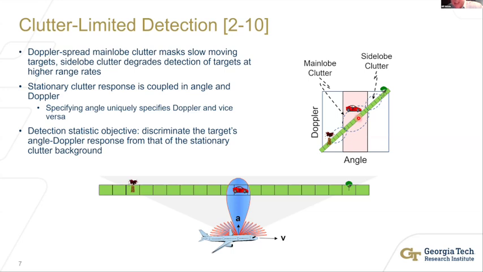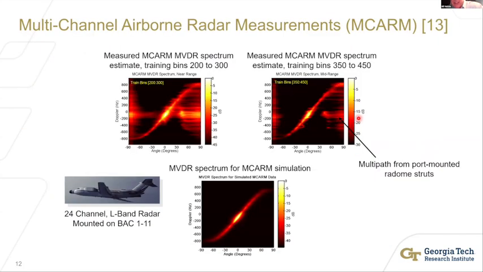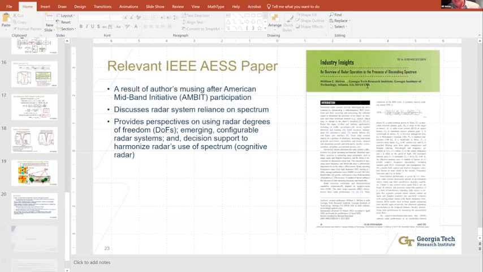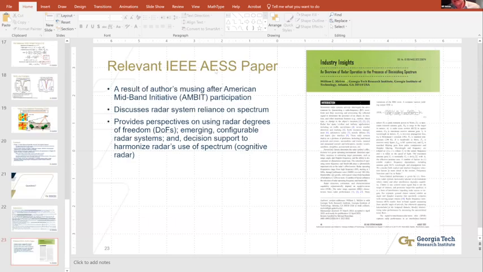No, well, thank you for having me. Harmonizing radar and communication systems is, of course, very important to me. Just as a final pitch, you'll have all these materials, but there is a paper I put together in the IEEE Aerospace and Electronic Systems Society magazine, and it discusses why radar needs spectrum and how it uses spectrum and the trades that can be made. This is a result of my participation in the American Midband Initiative, which I'm sure some of you in the room were part of as well. So you might find that interesting.